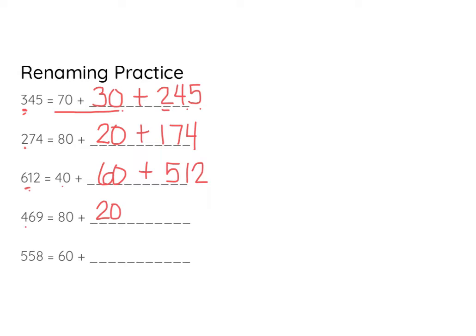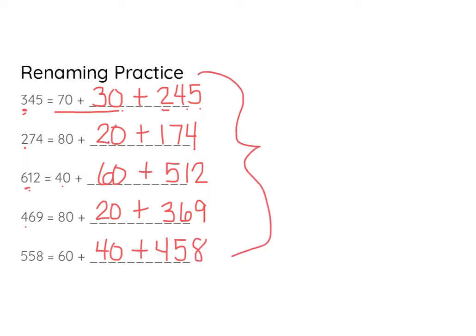All right, 469 equals 80. Add the partner to 100, which is 20. Now that you're at 100, you need a 369. On 558, this partner to 60 equals 40. Now that you're at 100, you need a 458. Honestly, that's how I would write those at this point. When they start getting bigger, it's just too complicated to remember all that in your head.